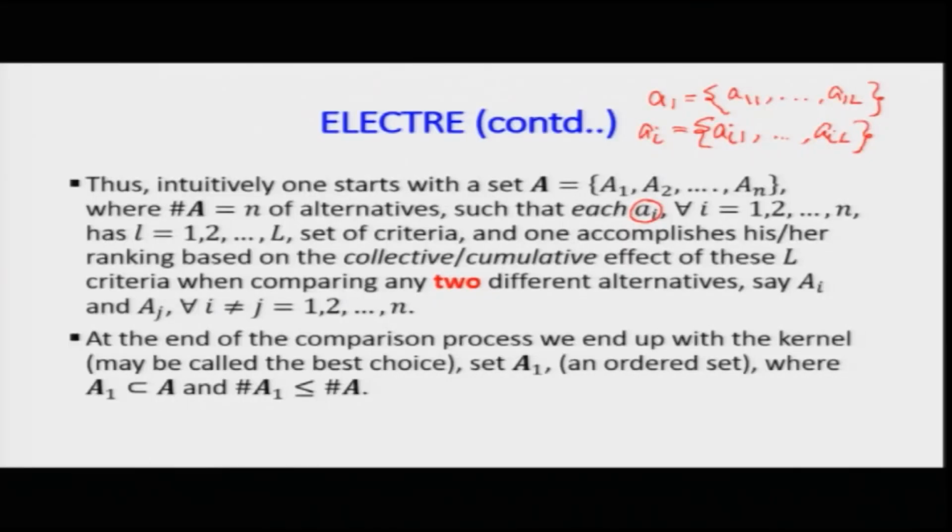So, if I continue reading it, it says that one accomplishes his or her ranking based on the collective cumulative effect of these L criteria when comparing any two different alternatives. See for example, A_i and A_j, i not equal to j, and i and j being equal to 1 to n, because if i and j are same, that means you are comparing two alternatives which are the same with respect to the criteria. So, obviously, they would not make much sense.